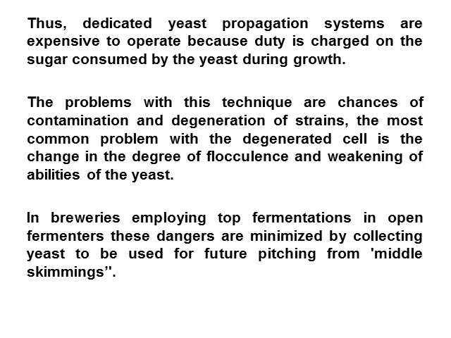Thus, dedicated yeast propagation systems are expensive to operate because duty is charged on the sugar consumed by the yeast during growth. The problems with this technique are chances of contamination and degeneration of strains. The most common problem with a degenerated cell is the change in the degree of flocculence and weakening of abilities of the yeast. In breweries employing top fermentations in open fermenters, these dangers are minimized by collecting yeast to be used for future pitching from middle skimmings.